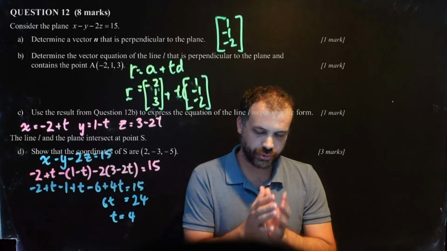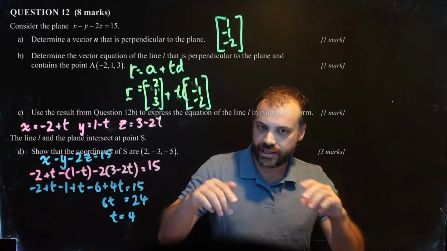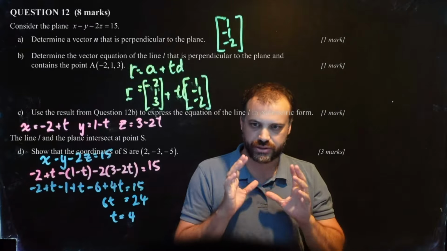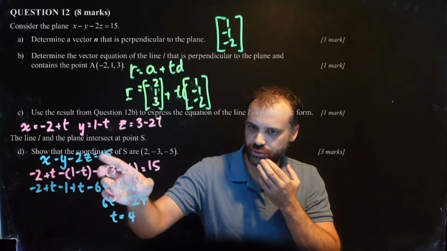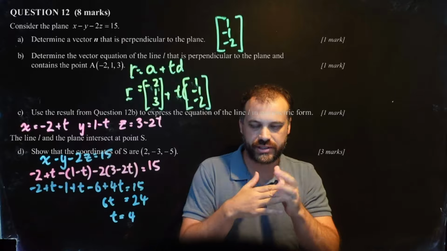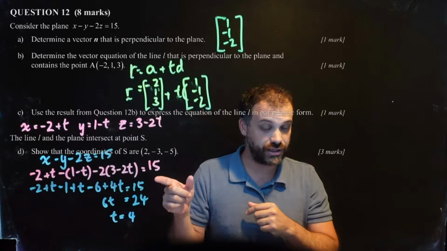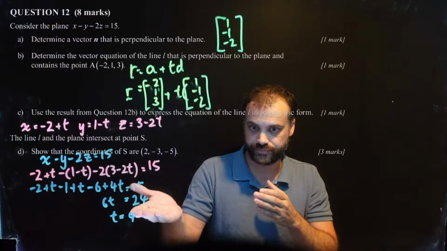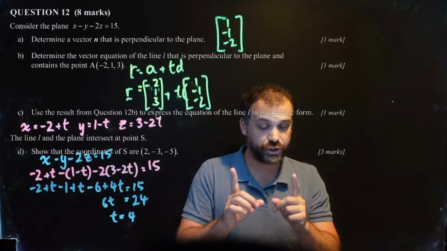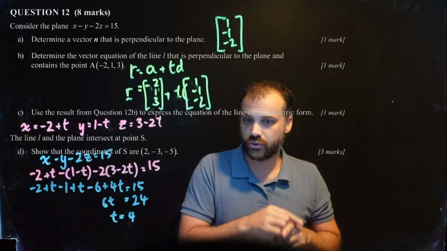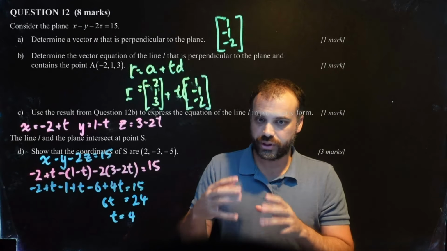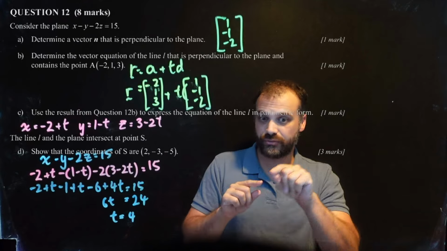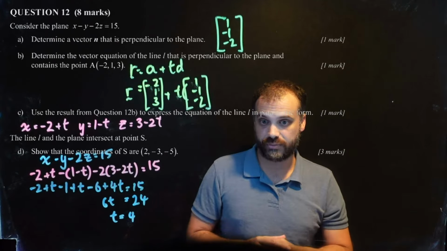Now what does t equals 4 mean? It means that the plane and the line intersect at time equals 4. So the question is, have we shown yet that the coordinates of their intersection point are 2, -3, -5? No. We've shown that the plane and the line intersect at t equals 4. We haven't shown where they intersect. So now all we need to do is show what the coordinates of the line are at time 4.